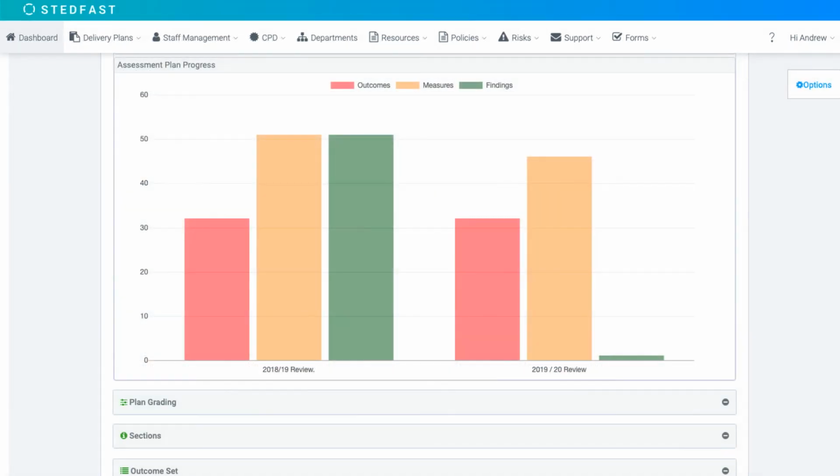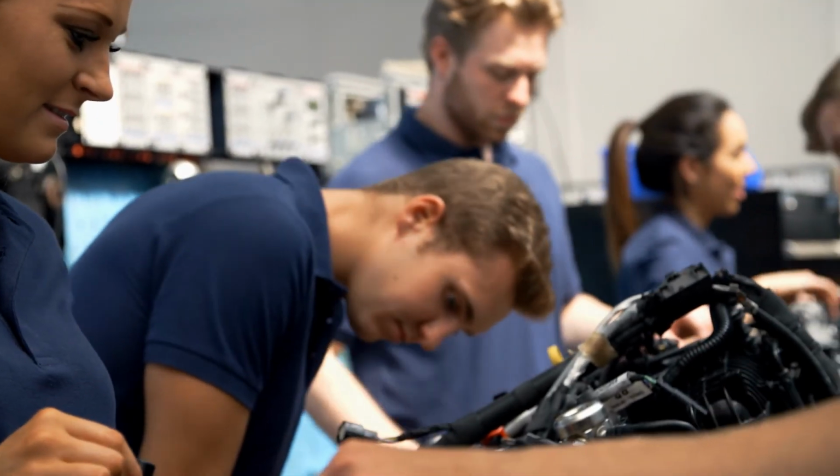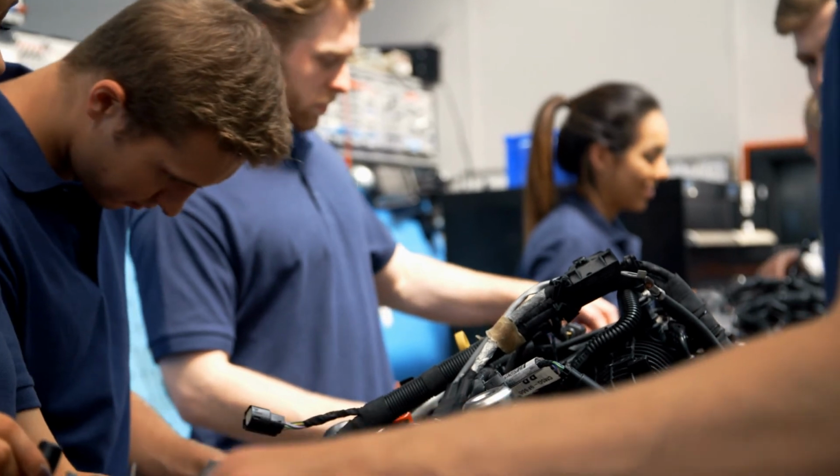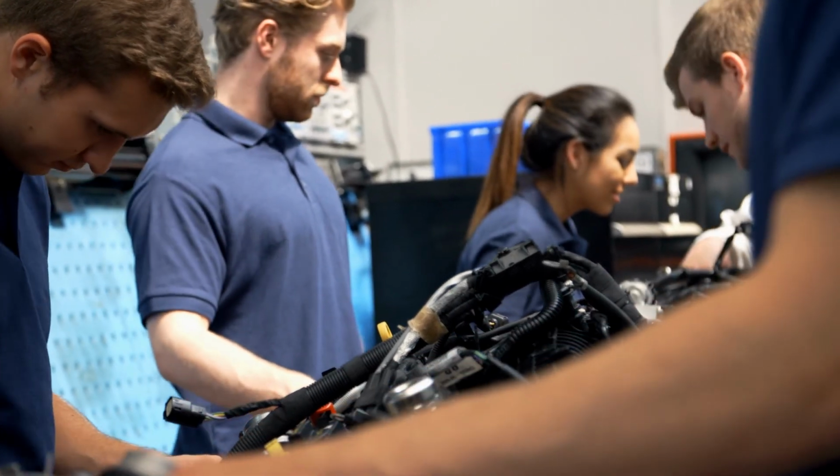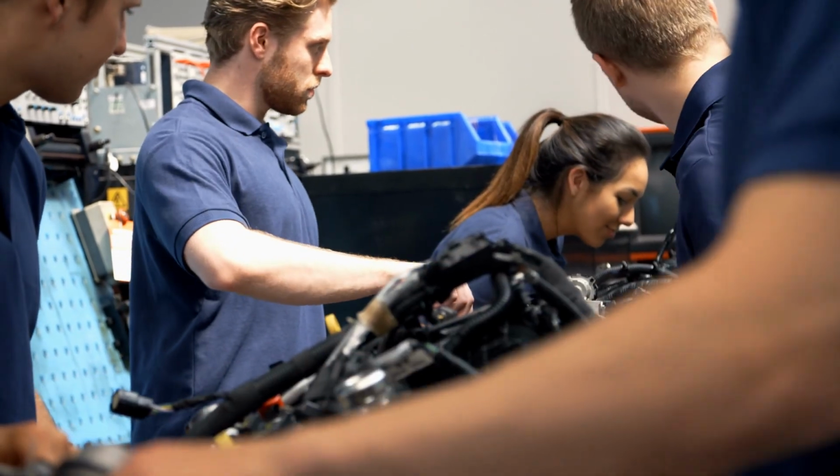Ultimately, apprenticeship assessment plans should be used to ensure that you are delivering well-planned programs that enable learners to meet the standards. Assessment plans should give staff, employers, and learners the confidence to move through the gateway to formal endpoint assessment.